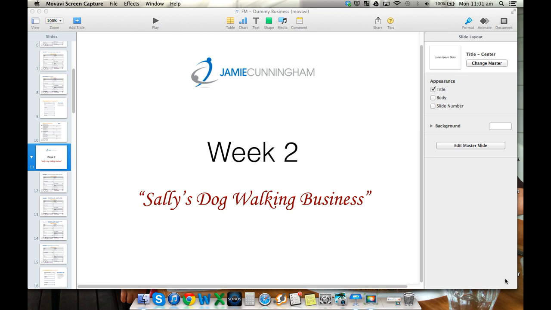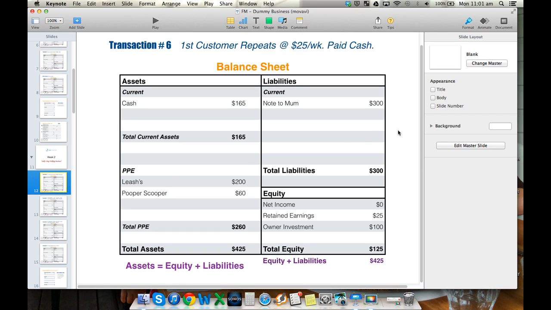So week 2 is going to be some reasonably simple transactions, and we're going to start to add to the complexity a bit in weeks 3 through 5. But let's kick off with the first transaction. If you've got your workbook there, you can see the first transaction is going to be a repeat of the first customer at $25 a week, and they're going to pay cash.